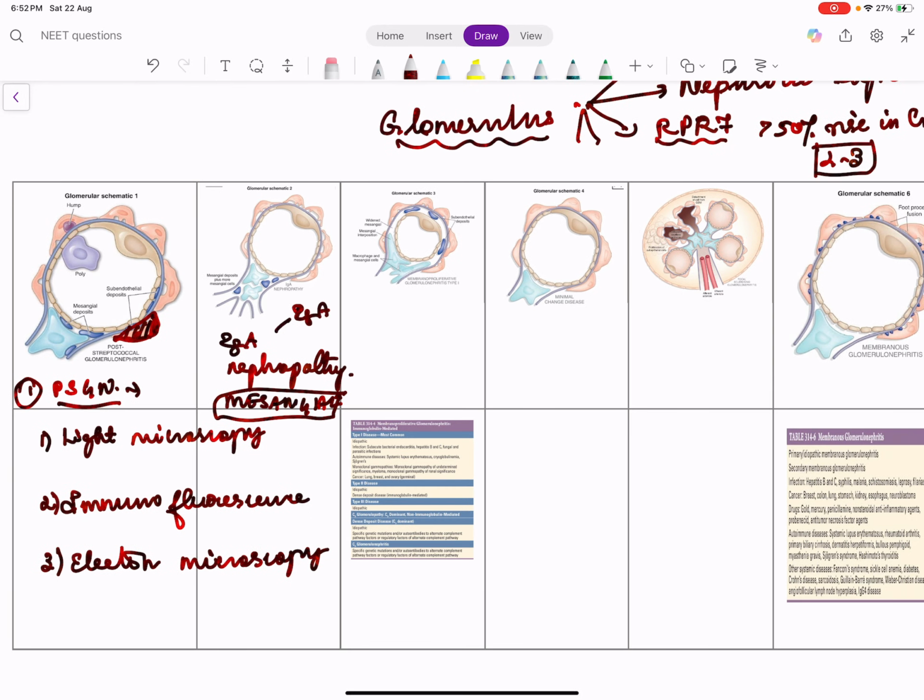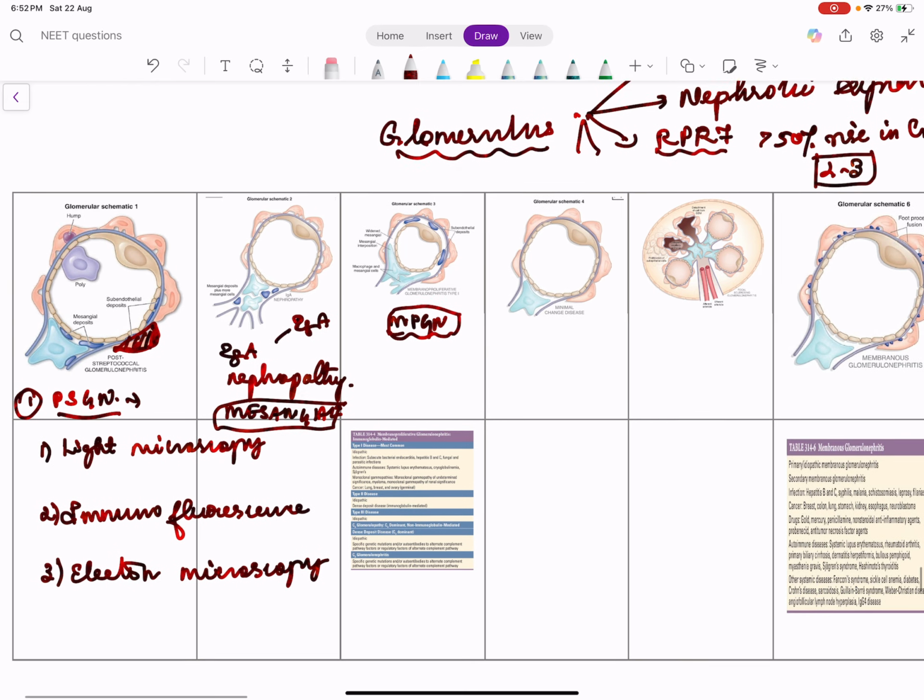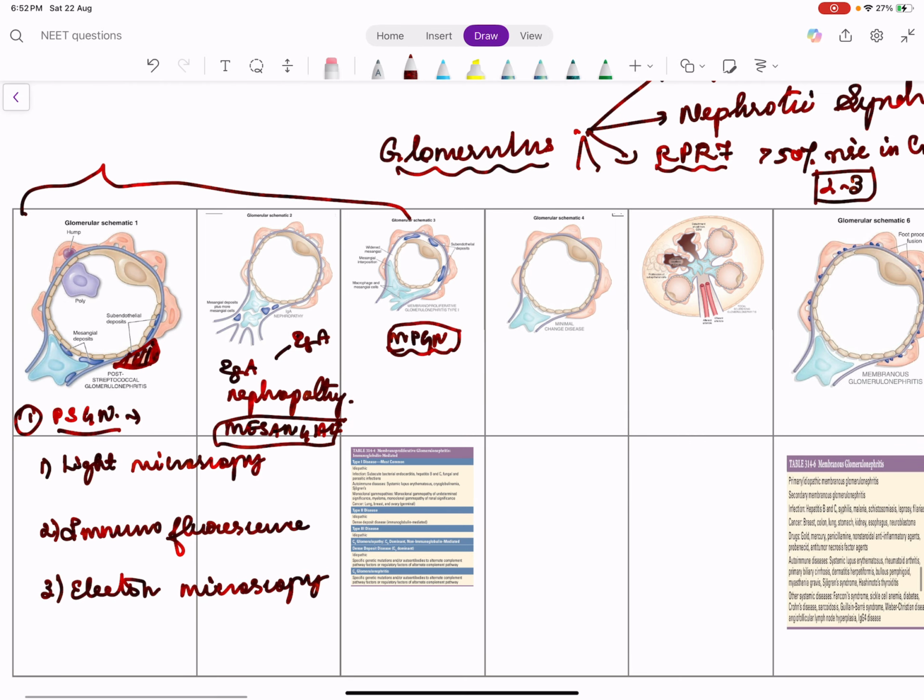Then we have something called MPGN, membranoproliferative glomerulonephritis. So it is also a type of glomerulonephritis. So we'll discuss three variants of glomerulonephritis. The usual one is post-streptococcal or post-infective, or the latest term is IRGN, infection-related glomerulonephritis. IgA nephropathy usually occurs in a bit older age.